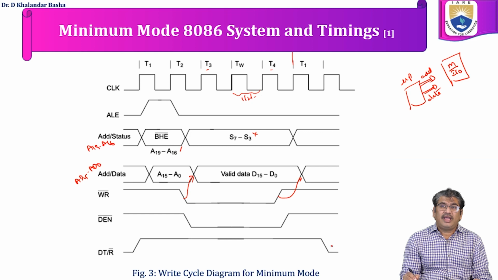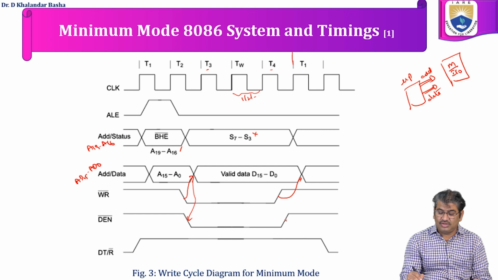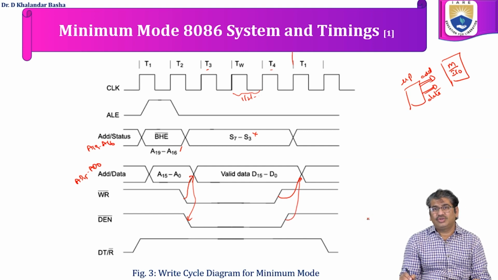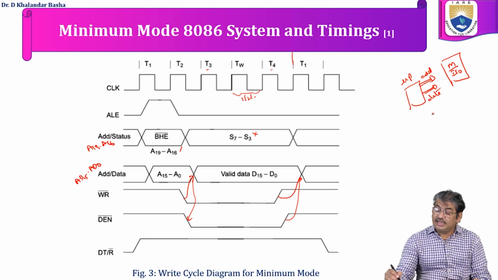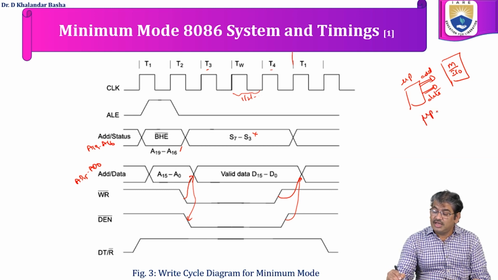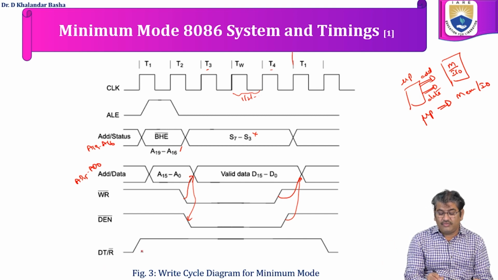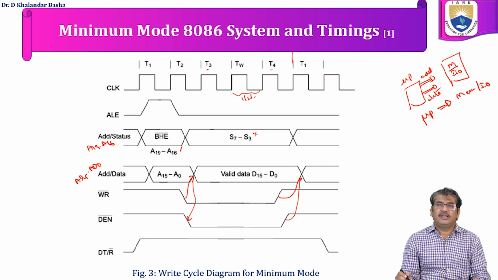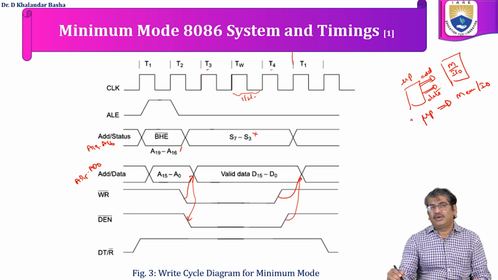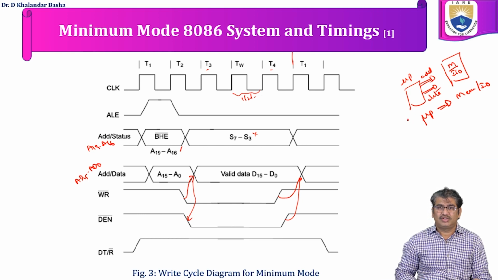When valid data is present on the data bus, then DEN bar is going to be 0. So this DEN bar will reside in the 0 state till the data is present on the valid data bus. In this case, the data is transferred from the processor to the memory or IO devices. So the DT by R bar will be in the active 1 state, indicating data transmission for the bus direction from the processor to IO or memory blocks.